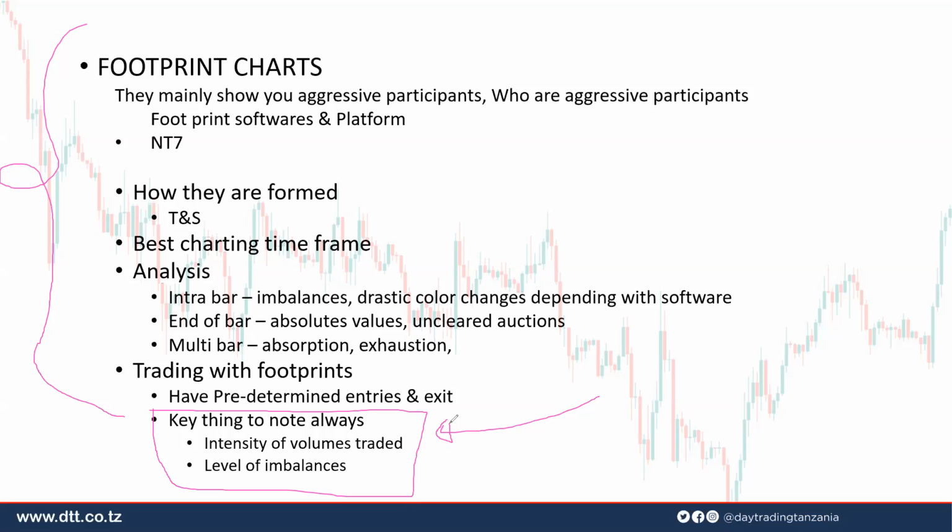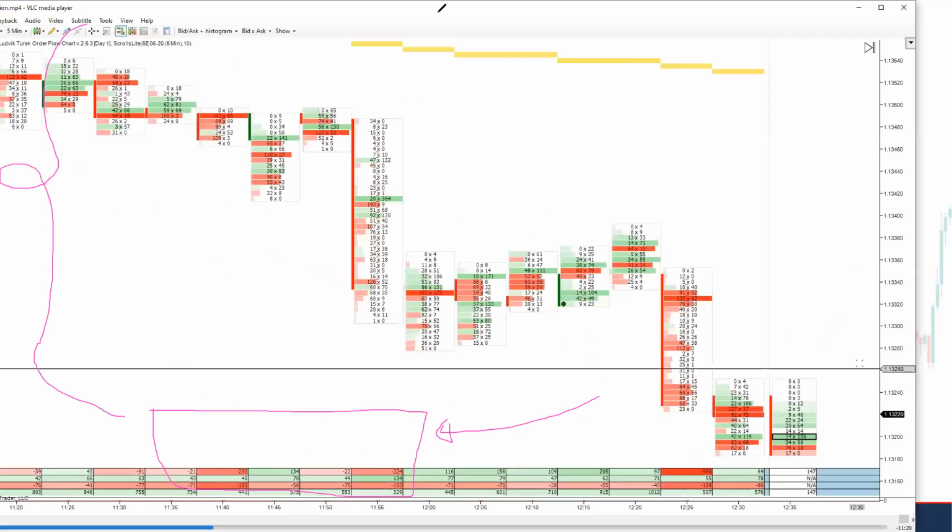Then the second thing, you'll be looking at the level of imbalances. Now, the easy way to look at the level of imbalances is across a number of candles, and that is based on the delta. So this is how you'll be looking at it. You'll be looking at delta information.